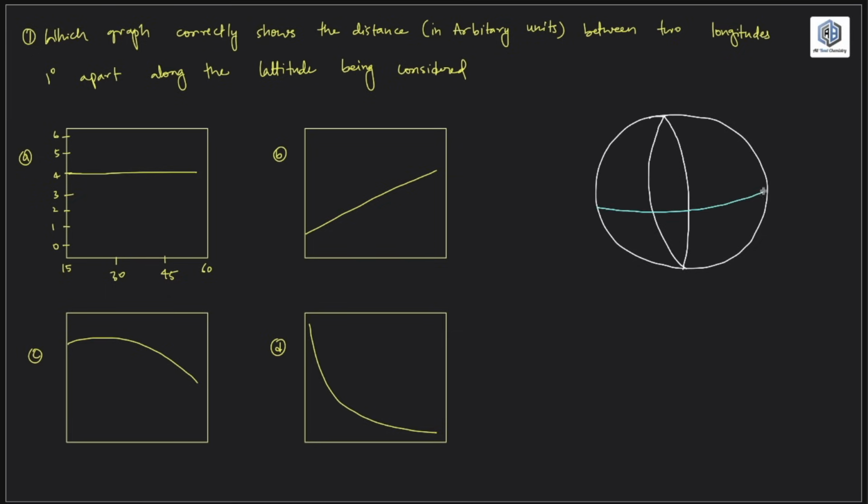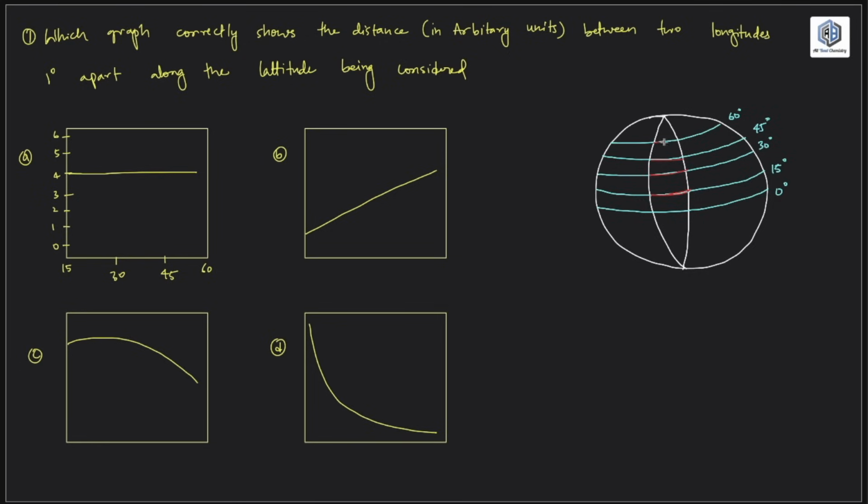The equator is 0 degrees. As soon as you move away from it, the angle increases. Let's say this is 15 degrees, this is 30 degrees, then 45 degrees, and this is 60 degrees. What we have to look at is the distance between these two longitudes. We are looking at this distance.